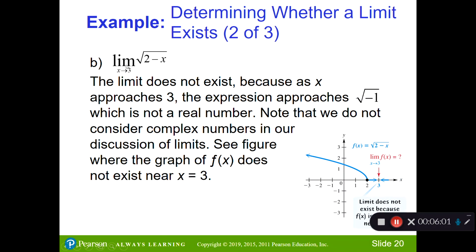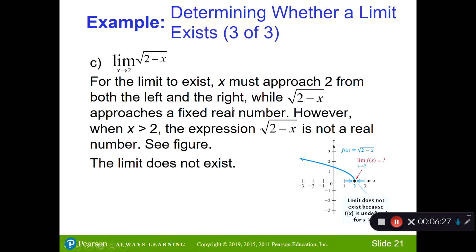All right, how about the limit as x approaches 3? Now notice if I plug directly in, I get square root of 2 minus 3. That's the square root of negative 1. That's imaginary. Right? That's our imaginary unit, i. That's not on the graph. We don't see any y values over here on the graph. So this limit does not exist. We get an imaginary value.